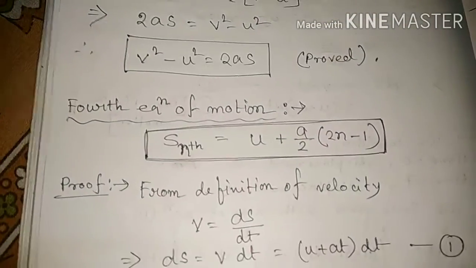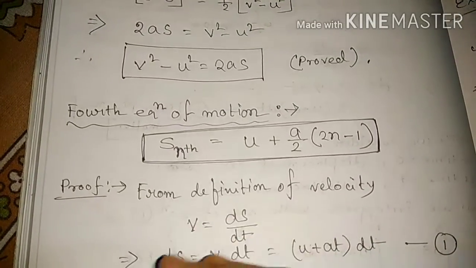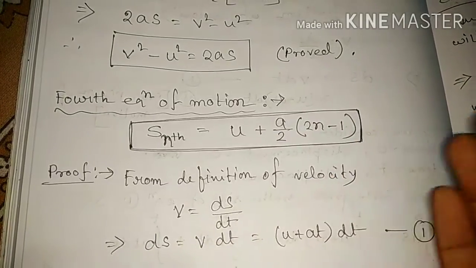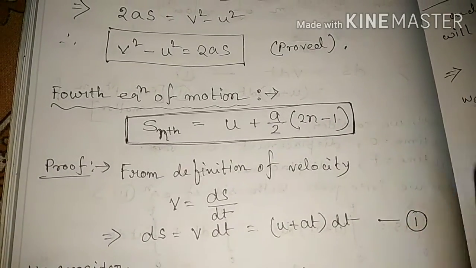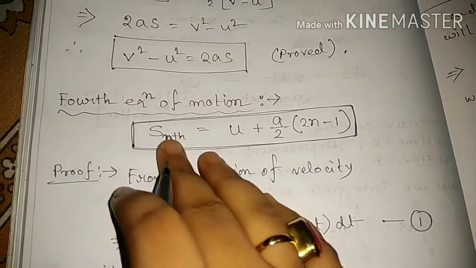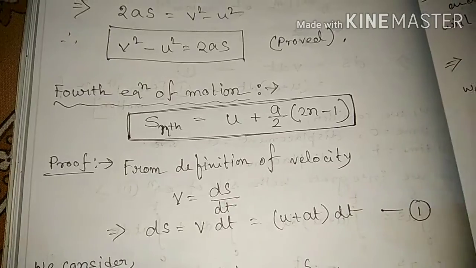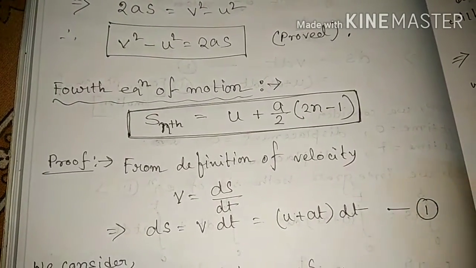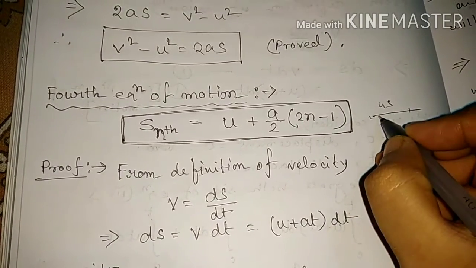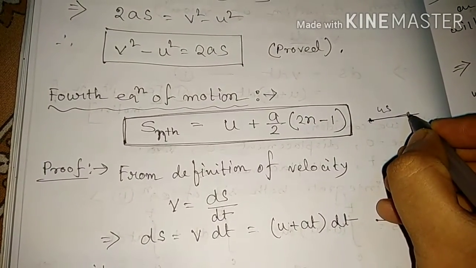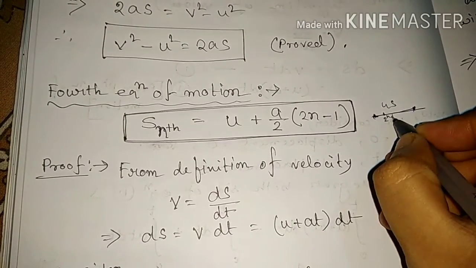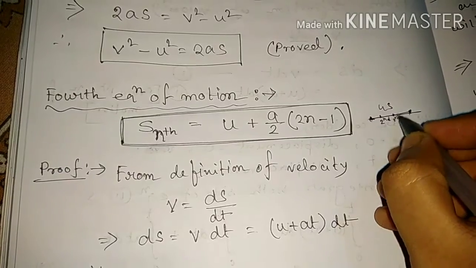Now in this class we studied another formula, the fourth equation of motion, which you did not study in class 9. This is a new formula in this class, that is Snth. Snth means the distance traveled by an object in the nth second. Suppose from here to here is 4 seconds, so an object travels this distance in 4 seconds. But in the second second or in the third second, how much distance does it travel?